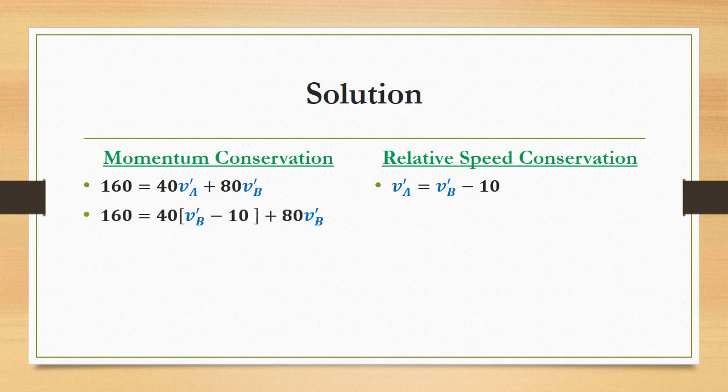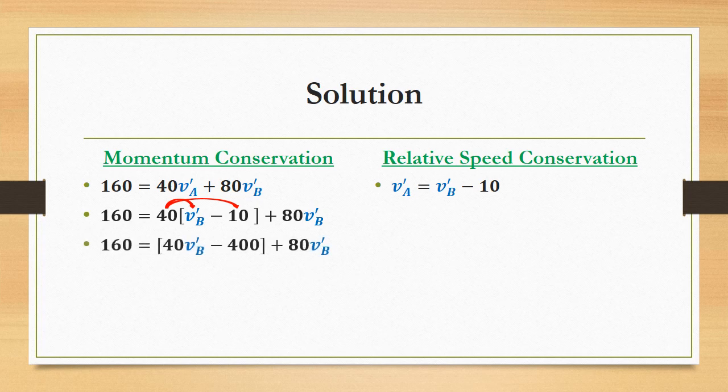And just to make it clear what I'm doing, whenever I show math in these PowerPoints, I'm going to use brackets whenever I replace something with an expression from another equation. So here v prime a was replaced by v prime b minus 10, and that's why I put it in brackets. Now we have to distribute that 40 to both v prime b and to negative 10, giving us 40 v prime b minus 400 plus 80 v prime b.